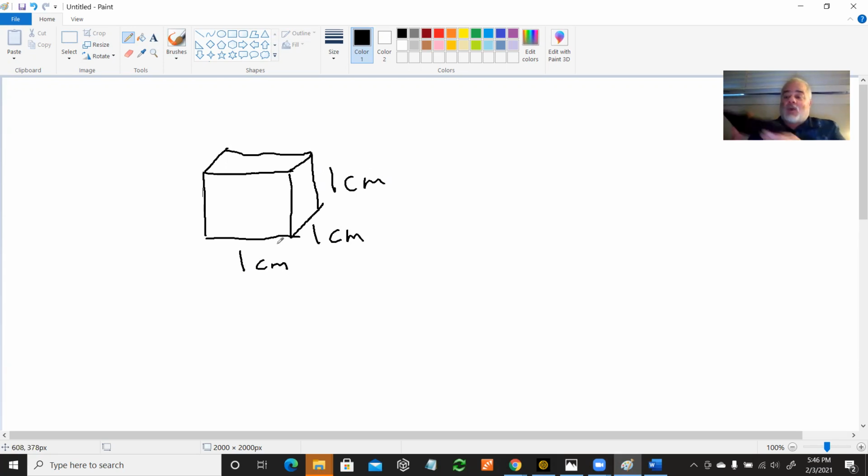Hey, my new tablet's working. I just got it yesterday. First thing I wrote with the new tablet. Are you impressed? So here's a cube, 1 centimeter by 1 centimeter by 1 centimeter. That lived in my pocket for a month by the looks of it.